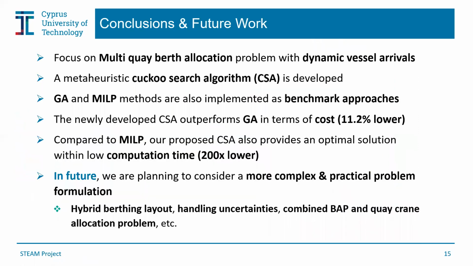As for conclusion, in this study, we focus on the multi-queue berth allocation problem using continuous berthing layout and dynamic vessel arrival. A meta-heuristic based Cuckoo search algorithm is developed. For comparison purposes, genetic algorithm and mixed integer linear programming methods are implemented. The newly developed Cuckoo search algorithm outperforms the genetic algorithm in terms of cost, which is 11.2% lower. As compared to mixed integer linear programming, our proposed CSA Cuckoo search algorithm provides an optimal solution within a low computational time, which is 200x lower.